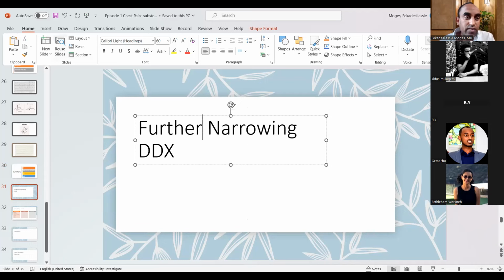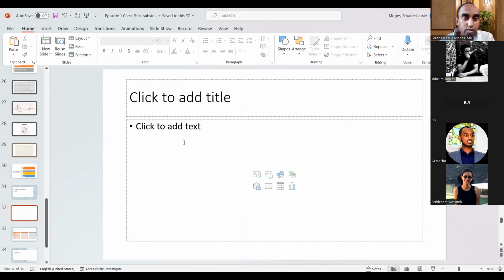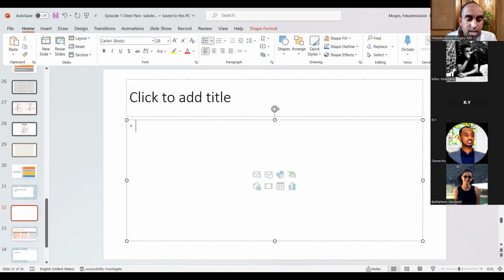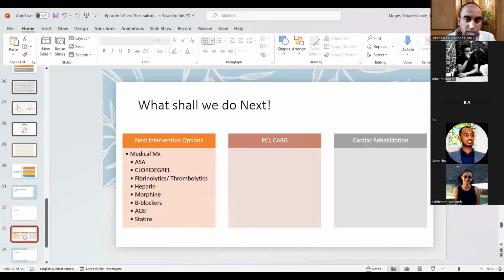Right now, as a further differential diagnosis narrowing, we have got STEMI. Initially it was unstable angina, which progressed to STEMI, right? So we are sure we are dealing with STEMI. So what else can you give this patient? Is it too much for you guys?